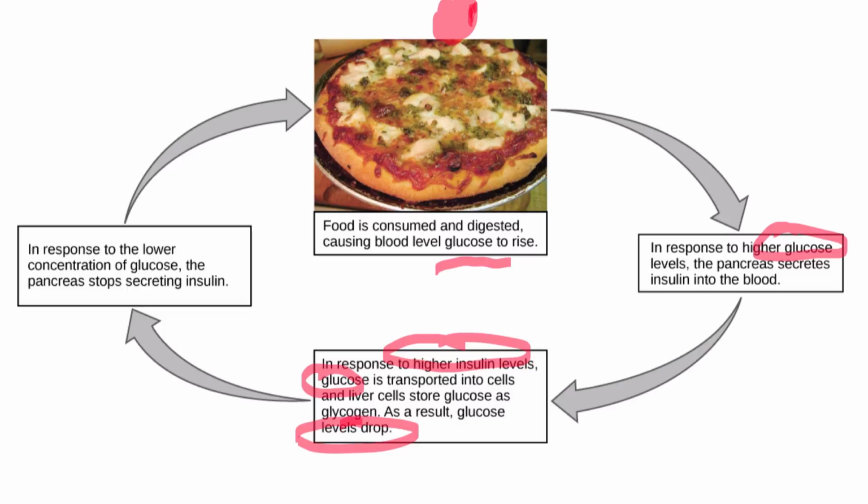Now in response to lower concentration of glucose in the blood, the pancreas stops secreting insulin. And so you can see that this is a cycle, it goes around, and then the next time you eat, the same thing will happen again.